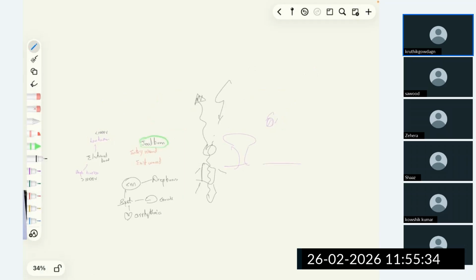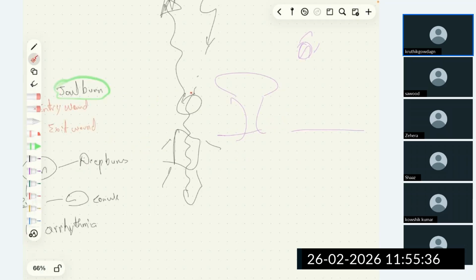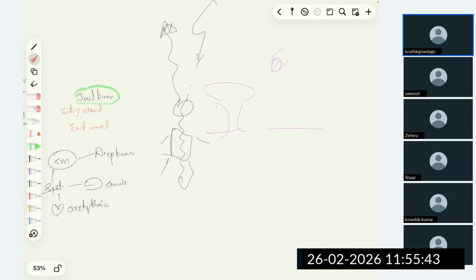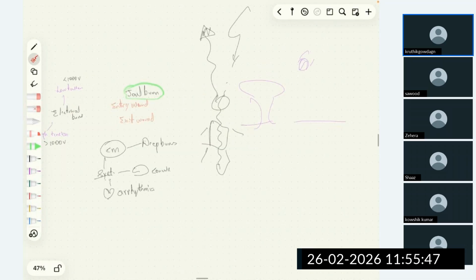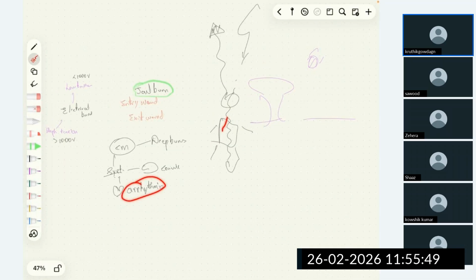Here when the electricity comes from the entry point, if it passes through the cardiac area, we have the pacemaker, we have electrical activity inside the heart. It will get instantly disturbed and it may lead on to arrhythmia and death. Okay, that is arrhythmia.